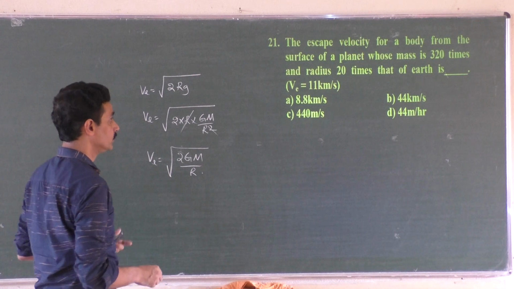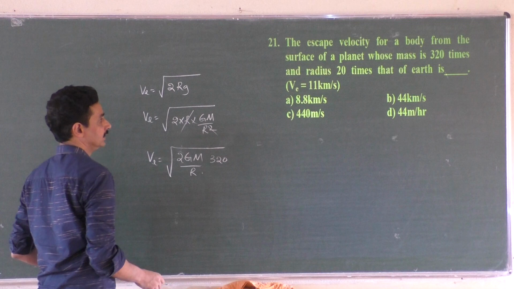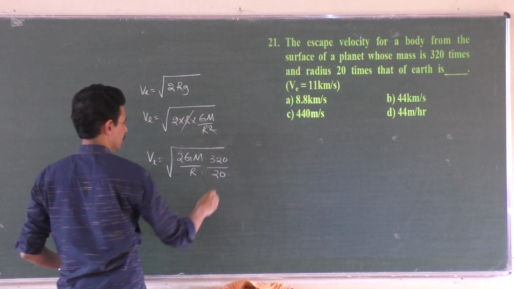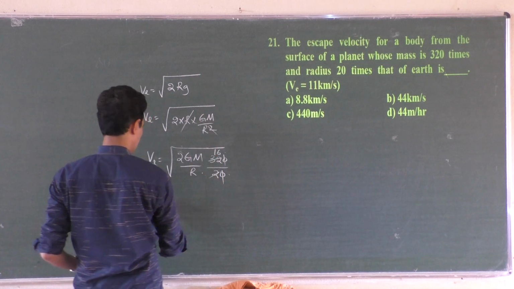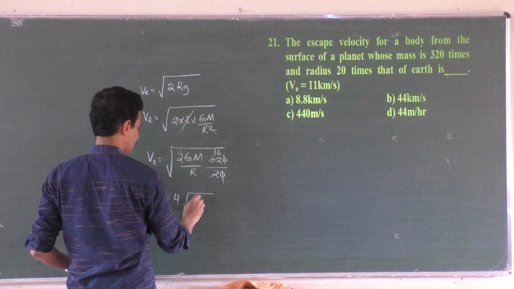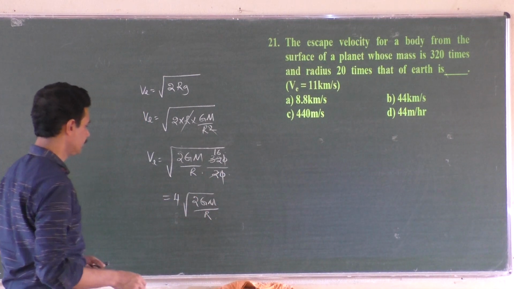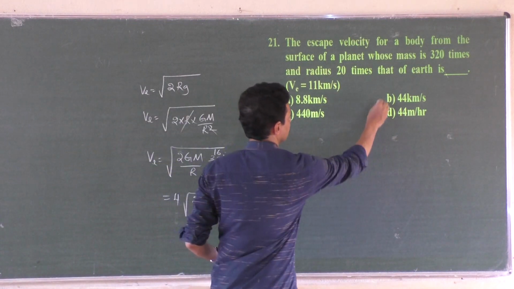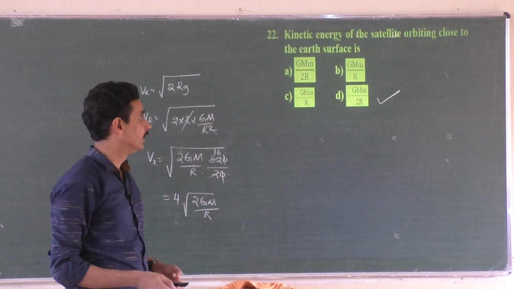Surface of a planet whose mass is 320 times and radius is 20 times. 16. Root of 16 is 4. So it is 4 times that on the surface of the earth. Correct? If it is 4 times that on the surface of the earth, then it should be 44 kilometers per second, not hour. 44 kilometers per second. That should be the escape speed.